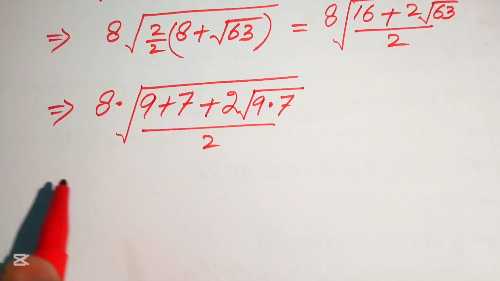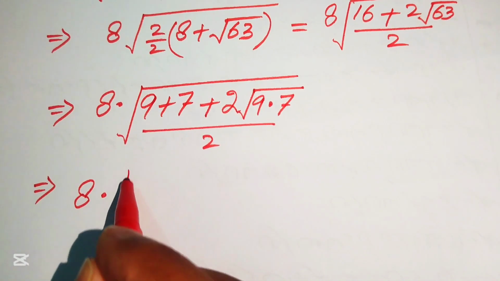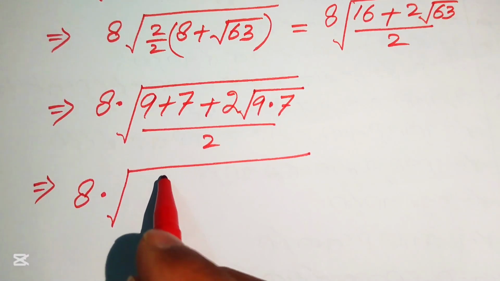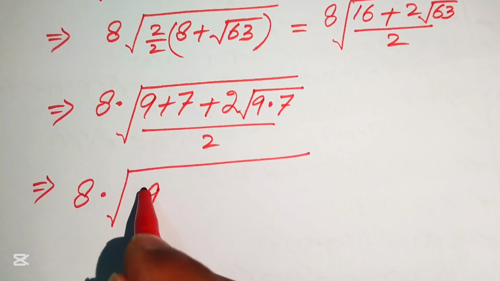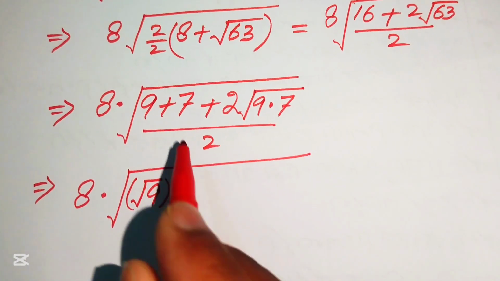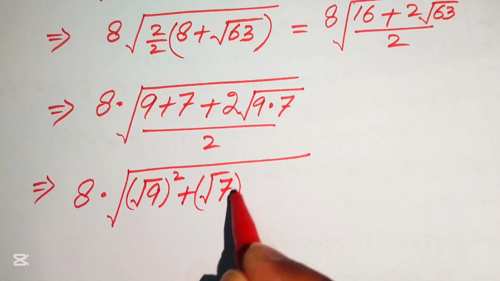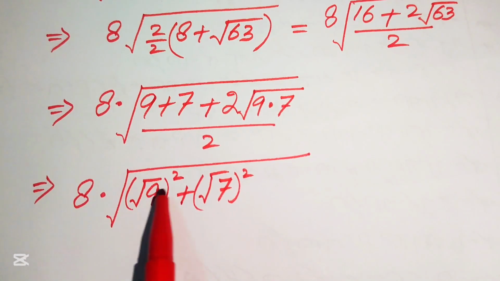So here further in the next step we need more simplifications, and it will be written as 8 times, here we write this 9 as square root of 9 and its whole square, plus we write this 7 as square root of 7 and its whole square. Here we will just take the square and square root on these terms.